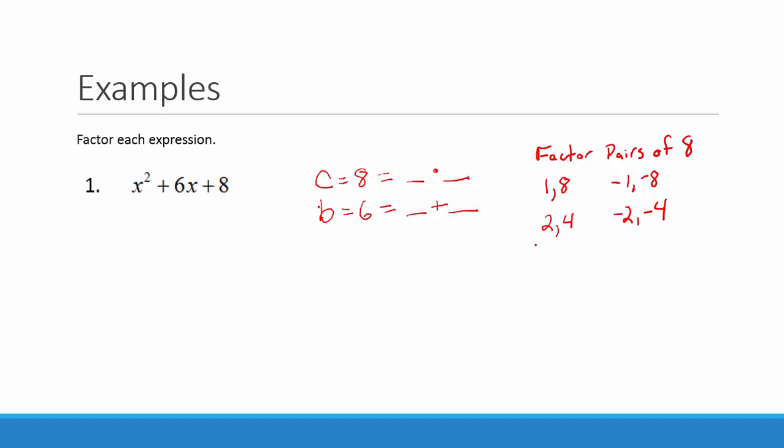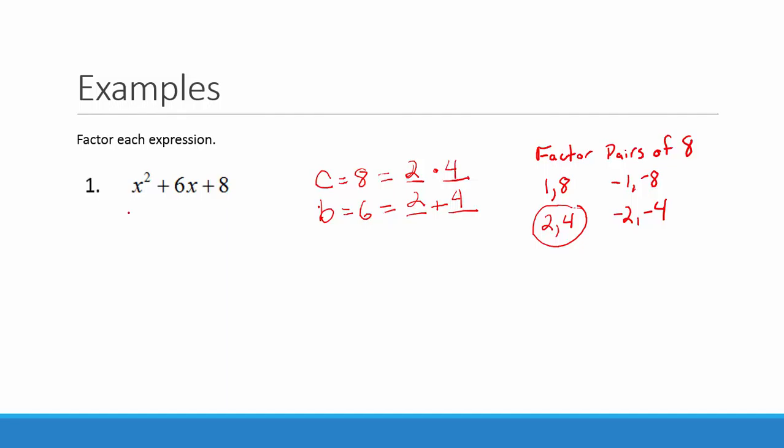Now we need to ask ourselves, which factor pair, when I add them, do I get the number 6? 1 plus 8 is not 6, it's 9. Negative 1 plus negative 8 is negative 9. 2 plus 4 is 6. Here is our winning pair. If I multiply 2 times 4, I get 8. And when I add 2 plus 4, I get 6.